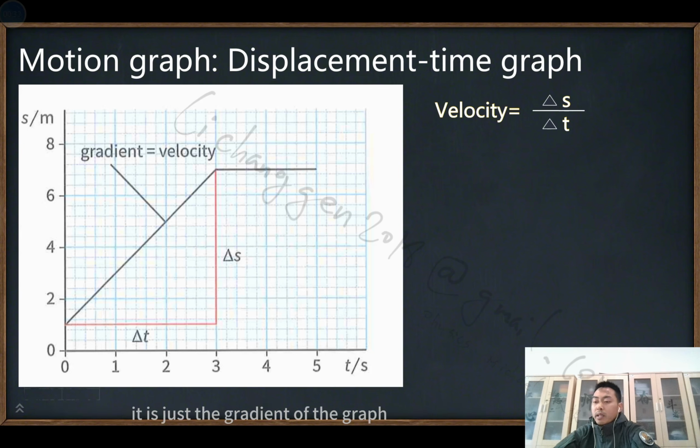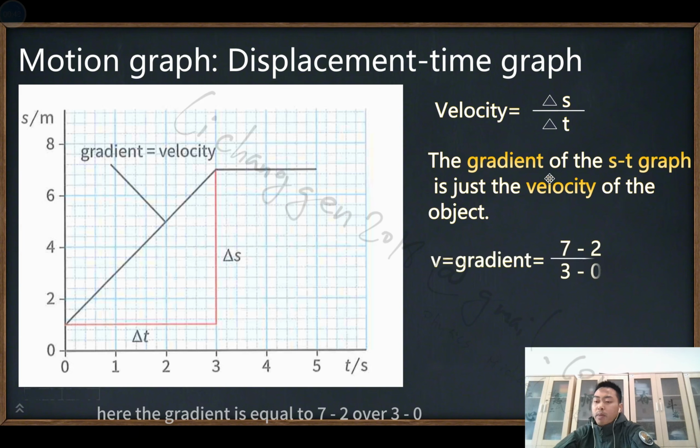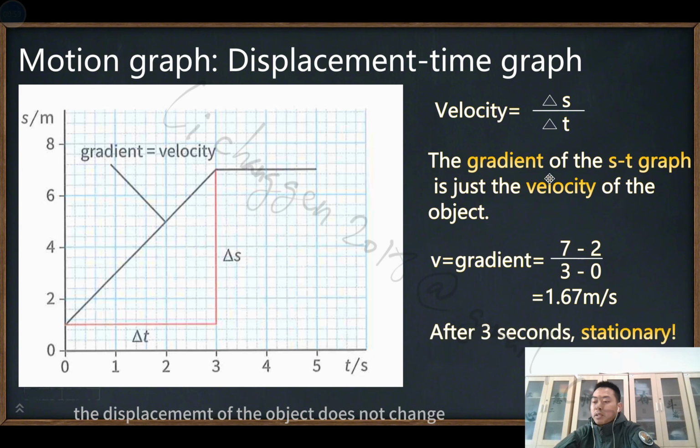It is just the gradient of the graph. So it's pretty easy to understand that the gradient of the ST graph is the velocity of the object. Here the gradient is equal to (7 minus 2) over (3 minus 0). That's 1.67 meters per second. And after 3 seconds, the displacement of the object does not change. So it means the object now is stationary.